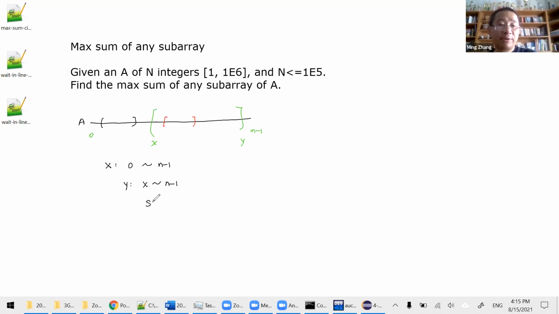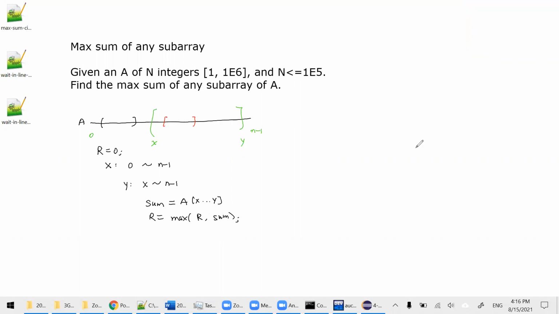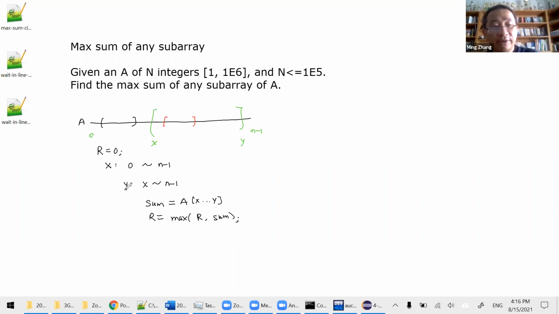Now I want to find out the sum. This will be going from X all the way through Y. If the sum is bigger than my record, I'm going to have a record here, initially say 0. Why? If all the numbers are negative, I'll just take nothing, and then the sum would be 0. If the sum is bigger than R, I'm going to update R, so R should be the max of R and this sum. So I could finish the question with 3 layers, the X layer, the Y layer, and I'm going to find the sum of A from X to Y.